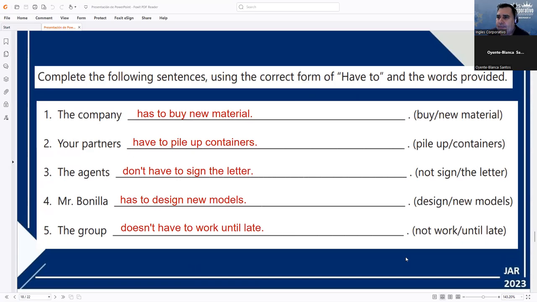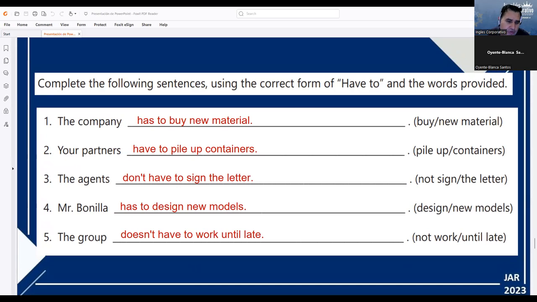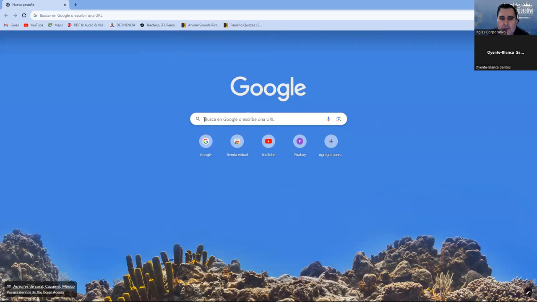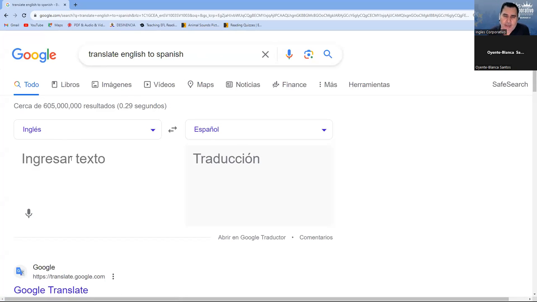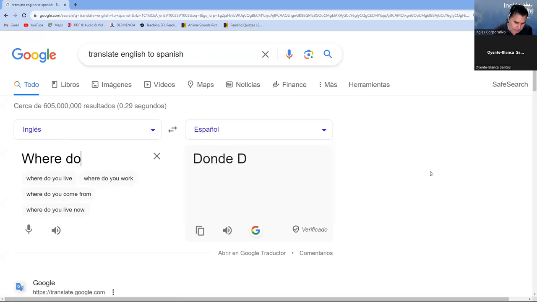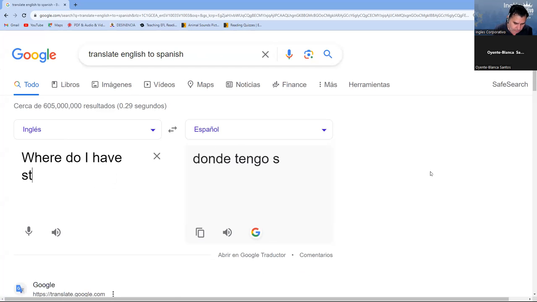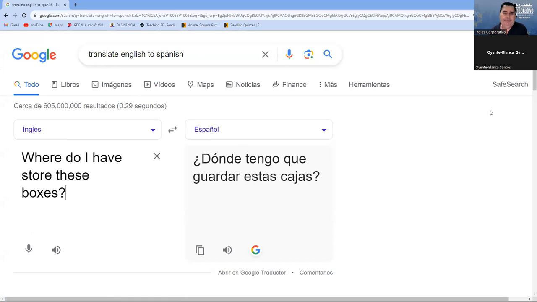Okay, this is Google. I'm going to show it to you. Your partners were using Google a few minutes ago. So I'm going to stop sharing here and start sharing here. In Google, all you have to do is write, translate English to Spanish. And imagine that you want to say, where do I have to store these boxes? You have the English here, you have the Spanish here. So you understand what it is. But the important thing here is the pronunciation.